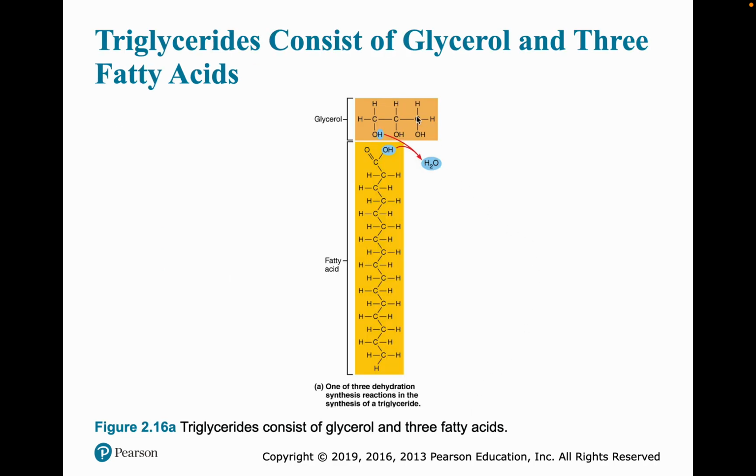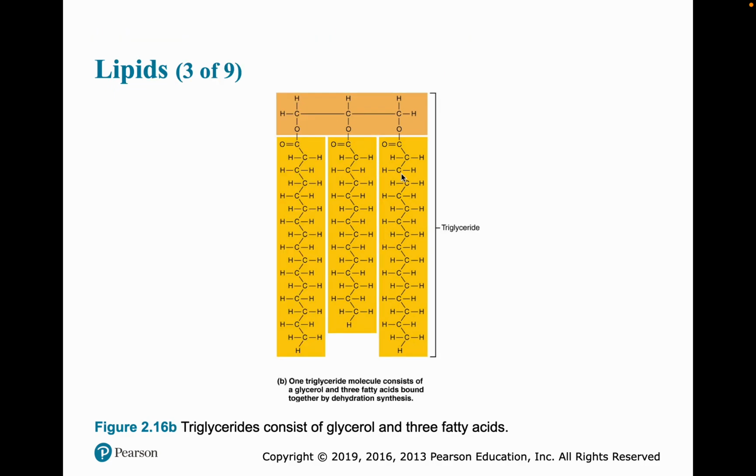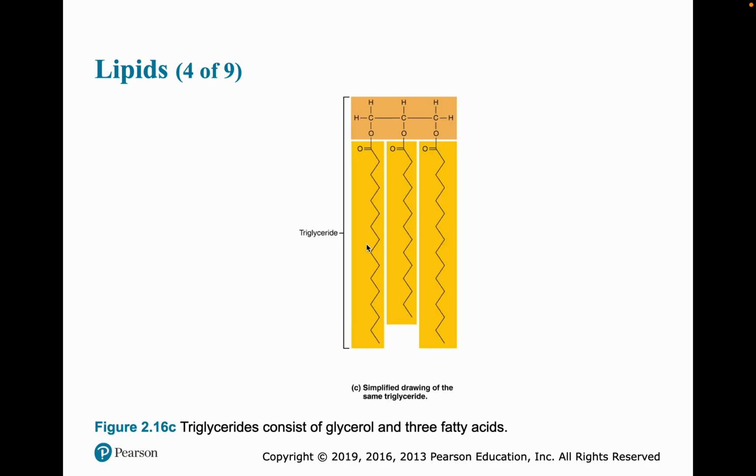So here's our glycerol, 3 carbons, and a fatty acid chain attached to it. And you would have 3 fatty acid chains to give you a triglyceride, such as this. Here's another one where you take out the letters. You're just doing a different diagramming system.